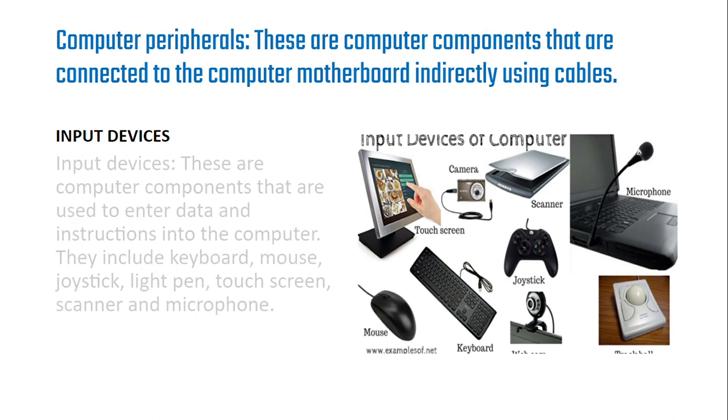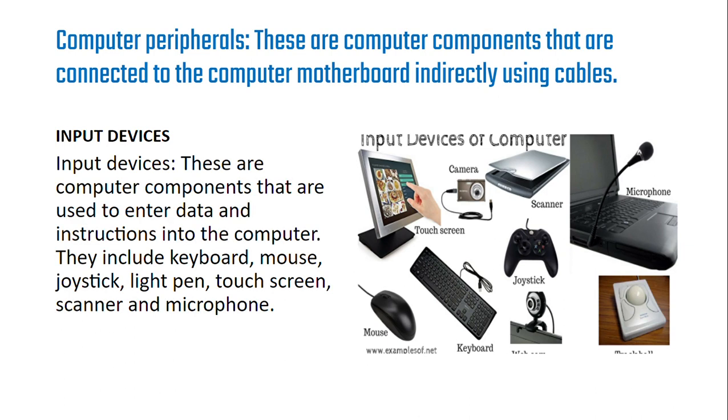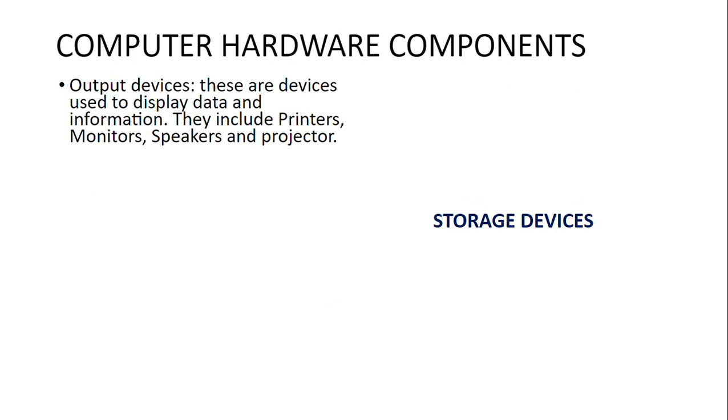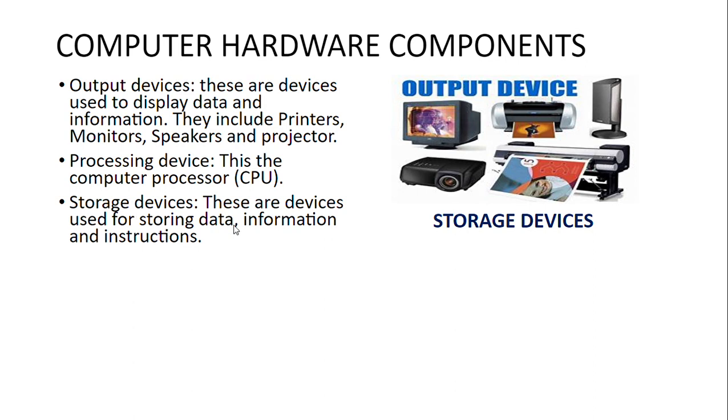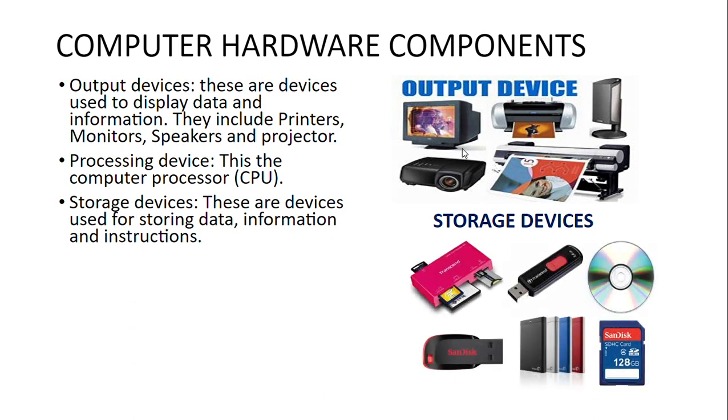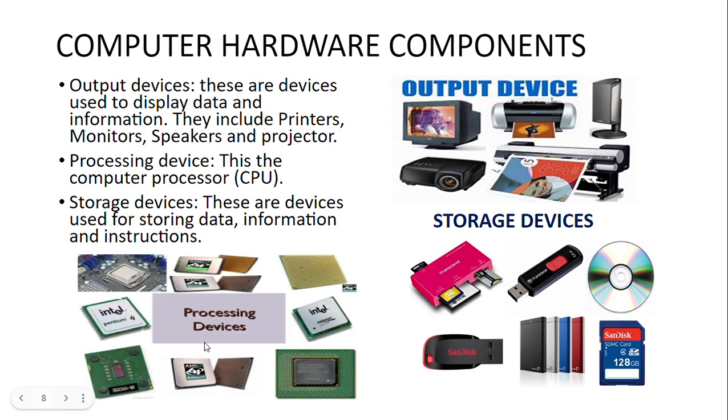Input devices are devices that help us to enter data into the computer. Here are they. We have examples here. Then we have storage devices. Output devices help us to display information. Processing device is only the CPU that we saw earlier. Storage devices store data. Now, these are the input devices, these are storage devices, and this is the CPU, that is the processing device.